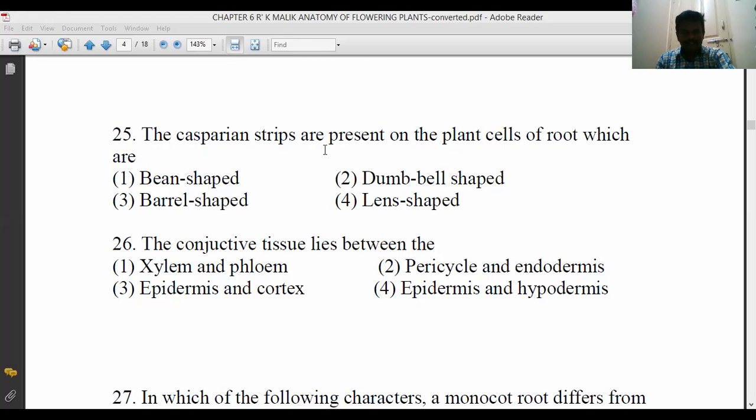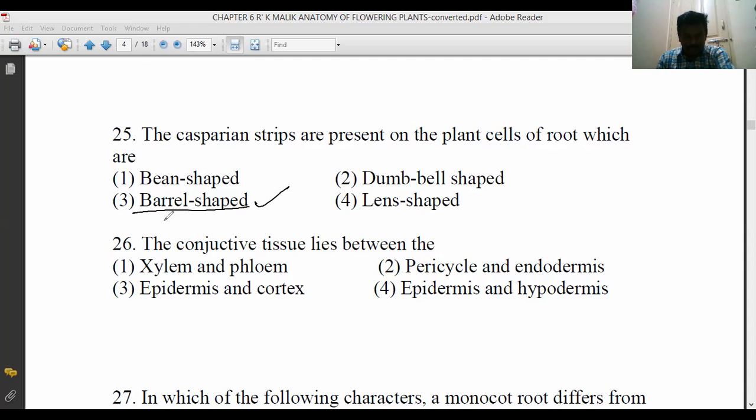Next. The Casparian strips are present on the plant cells of root, which are barrel shaped. Generally, Casparian strips are on barrel shaped cells, that is, cells of the endodermis. According to the question, the Casparian strips are present on the plant cells of roots which are barrel shaped, the cells of the endodermis.